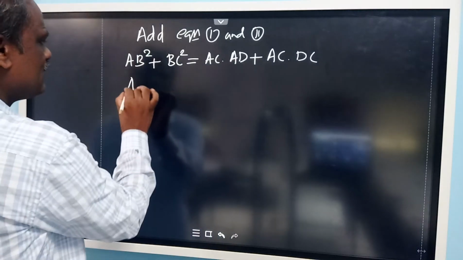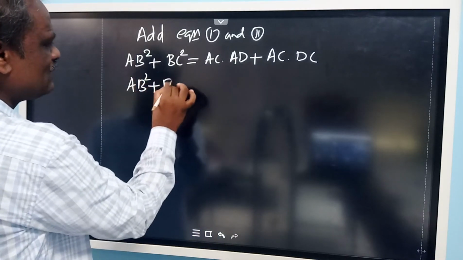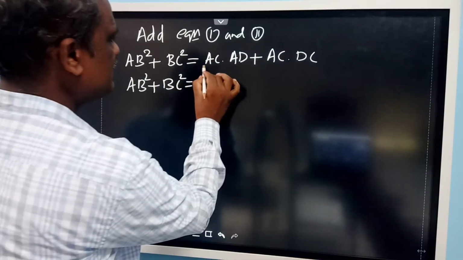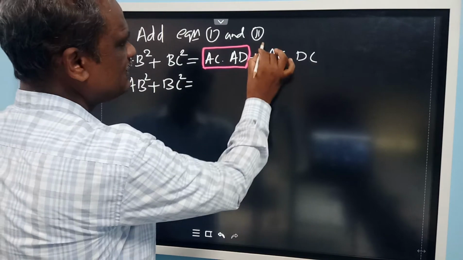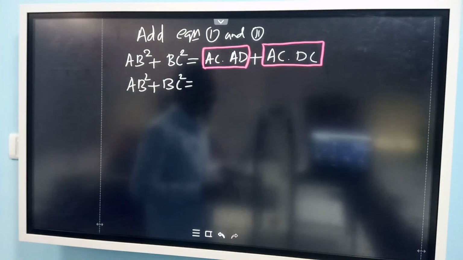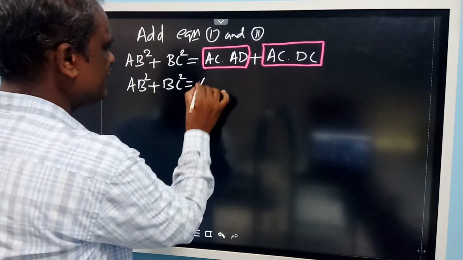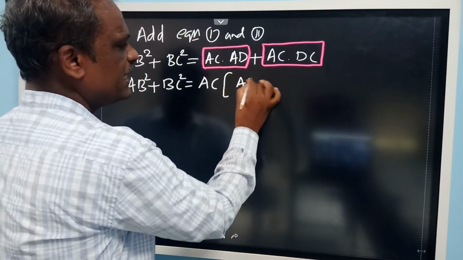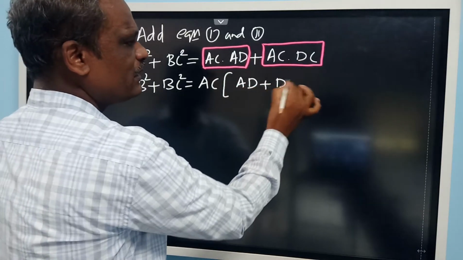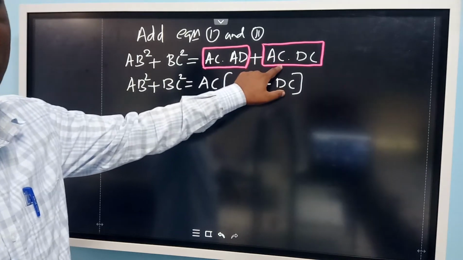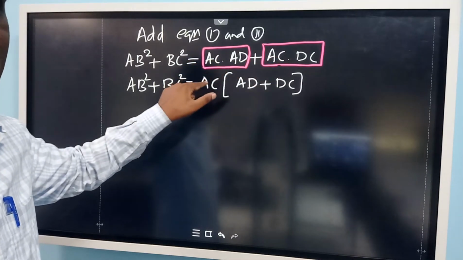Now write this as it is, AB square plus BC square. Here we have two terms. So this is one term and this is another term. In these two terms we have one thing common, that is AC. Take common AC. When you take AC common, inside here AD will remain, here it will be DC. Close the bracket. So here also we have AC, here also we have AC. We are taking AC common from this.